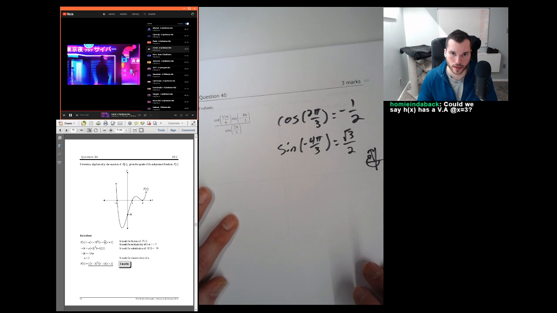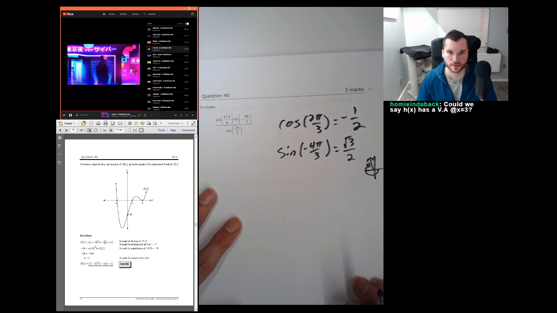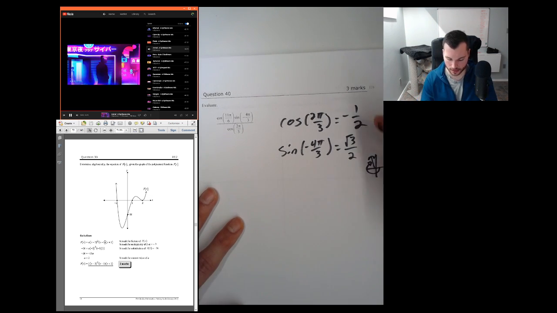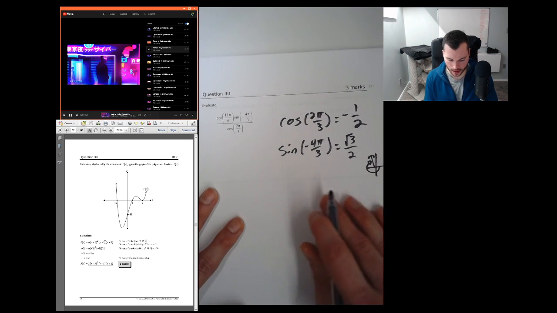Hey, that's cool. Could we say that h of x has a vertical asymptote? Yes, you could. That could be fine. You could say that h of x has a vertical asymptote at x equals 3. Yes, that'd be fine as well. Okay, so we have these as that one. Let's keep on going with that.